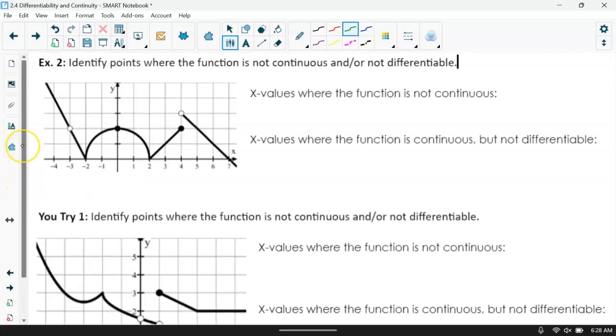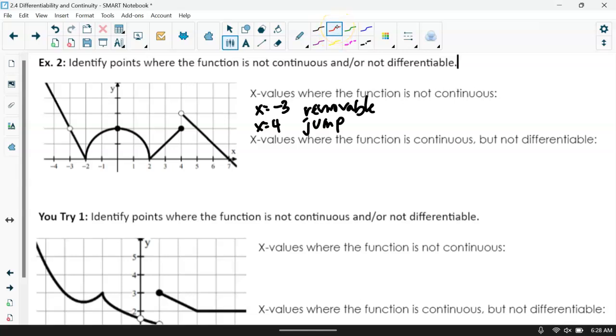So here, we'll do another example. We're talking about where it's not differentiable. So again, let's focus on the x values where it's not continuous, right? Because that means it's not differentiable. Well, x is equal to -3. What do we have here? A removable. Do we have another type of discontinuity? Yes, right here at x is equal to 4. Now what do we have here? We have a jump.